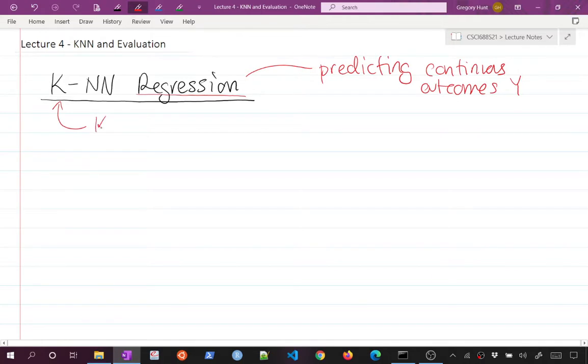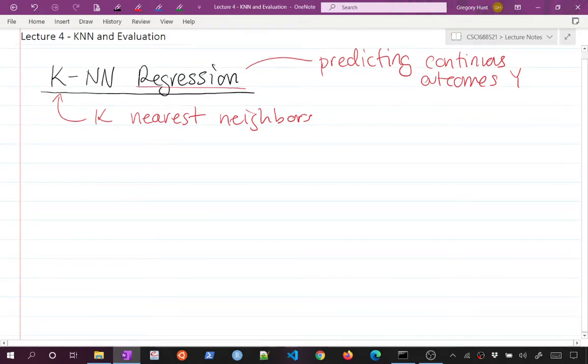Here, KNN stands for K nearest neighbors. And K is going to be a parameter. So you also sometimes hear this just as nearest neighbors regression. But people typically use the parameter K for the number of neighbors, which we'll see in the approach. And so it's typically called KNN.